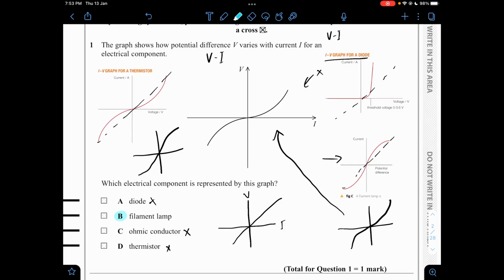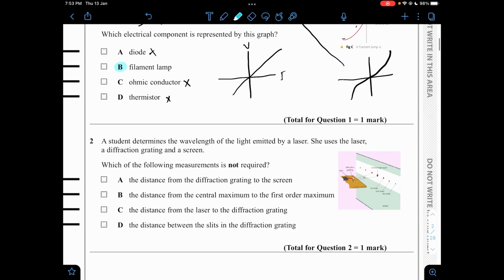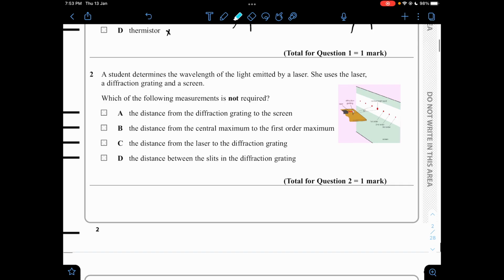Now let's move on to question number 2. A student determines the wavelength of light emitted by a laser. She uses the laser, a diffraction grating, and a screen. Which of the following measurements is not required?